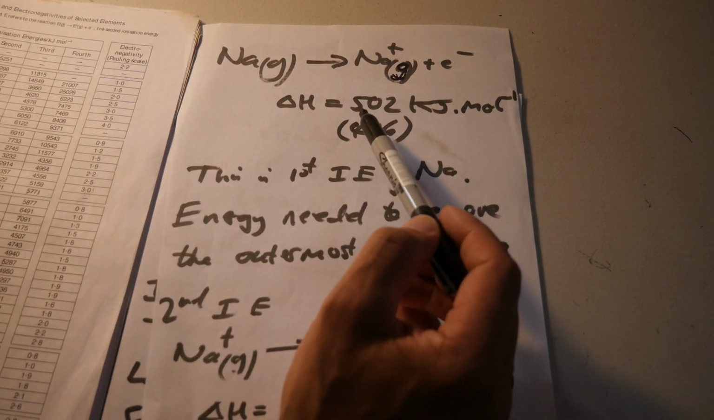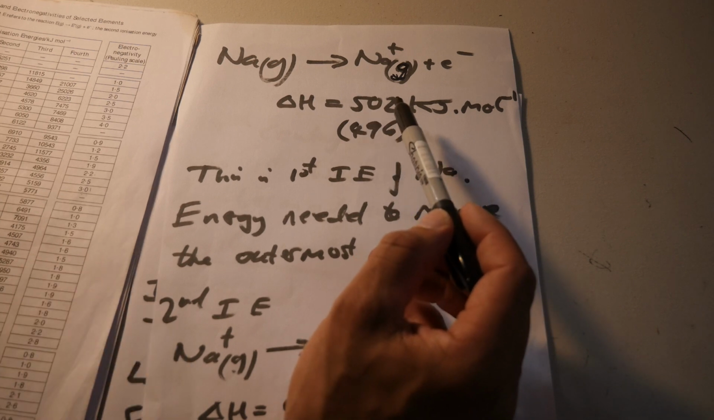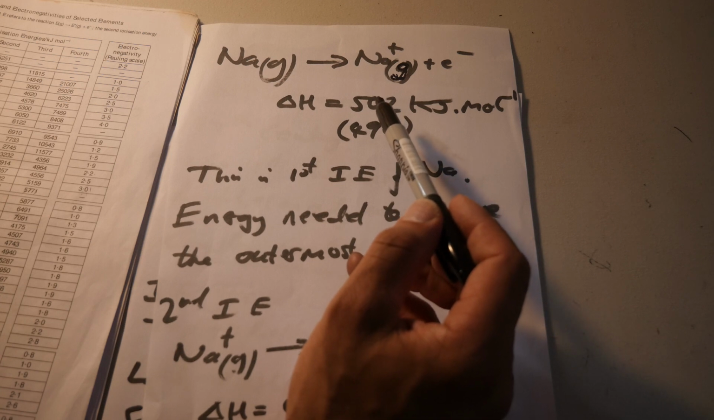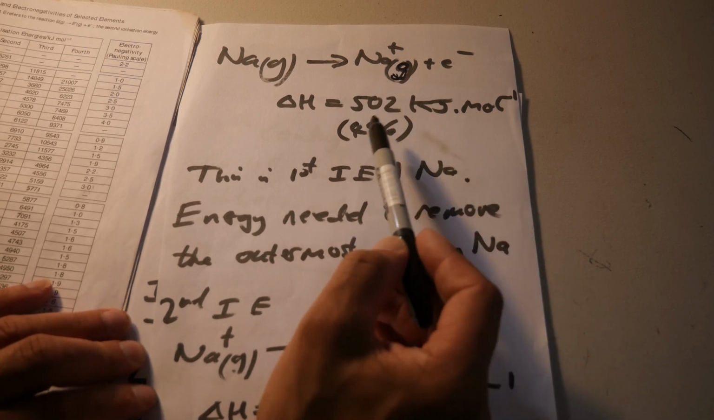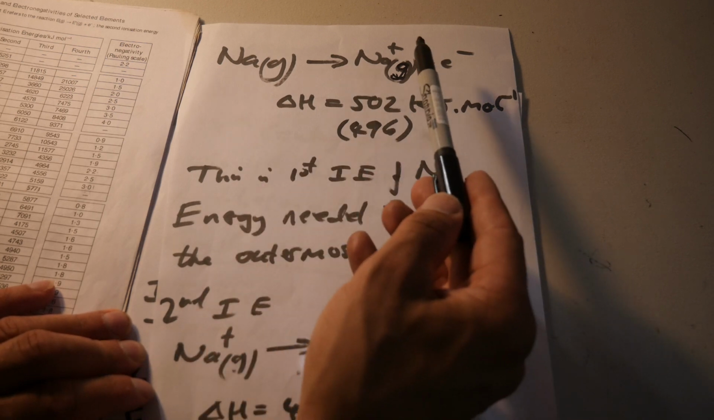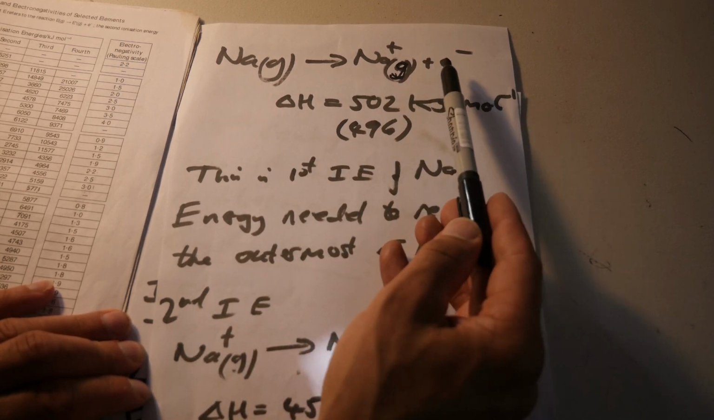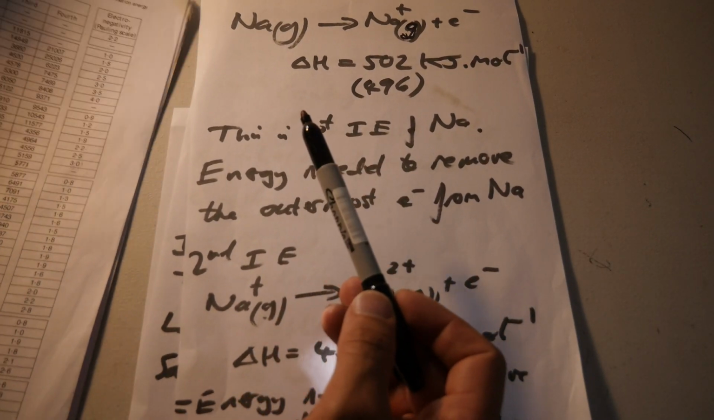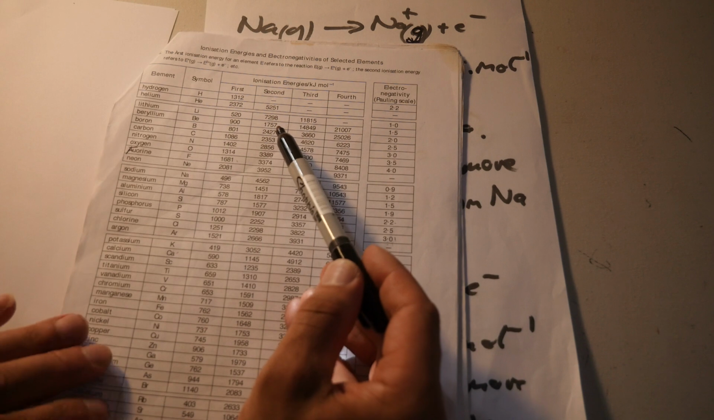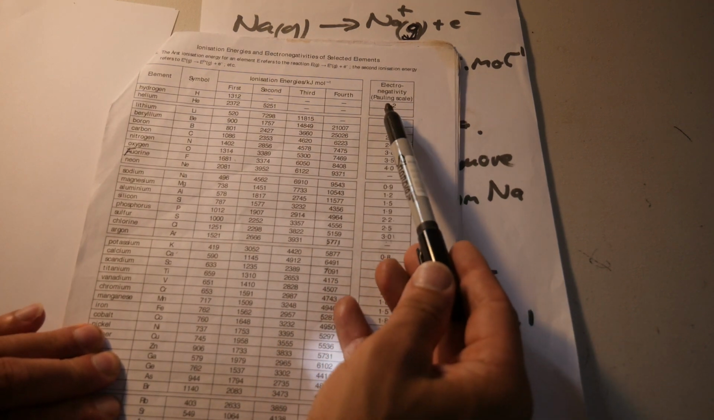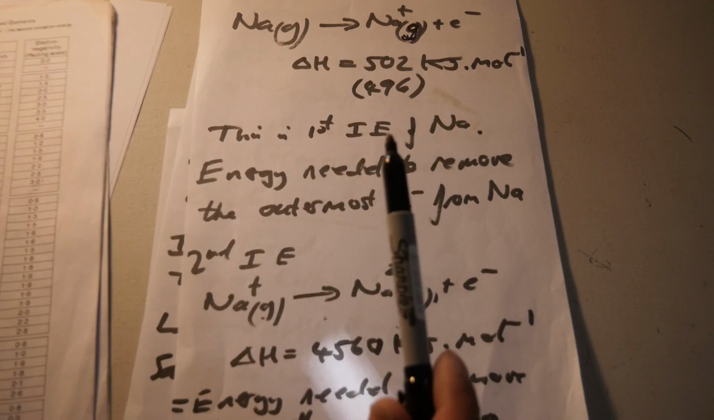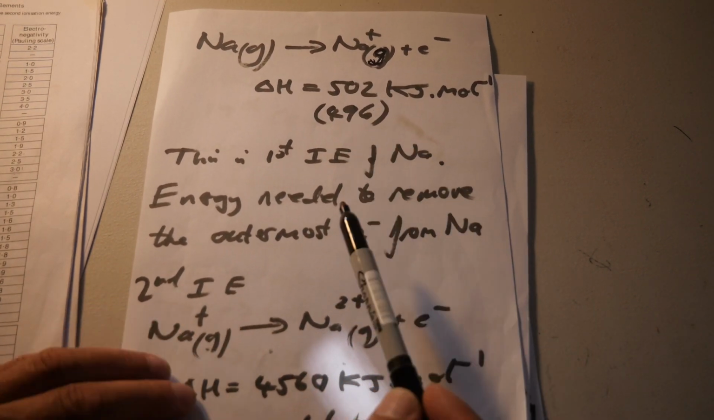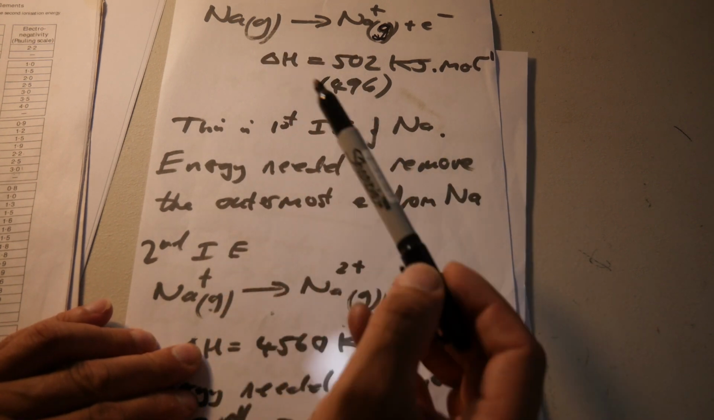The values do vary a bit because they're actually averages, they're not fixed. Different experiments will give slightly different values. They might be the same, but they're around about 500 kilojoules for the first electron, the first ionization energy of sodium. This is the first ionization energy. There's the electronegativity scale I mentioned in the other videos. So this is the energy needed to remove the outermost electron from sodium.